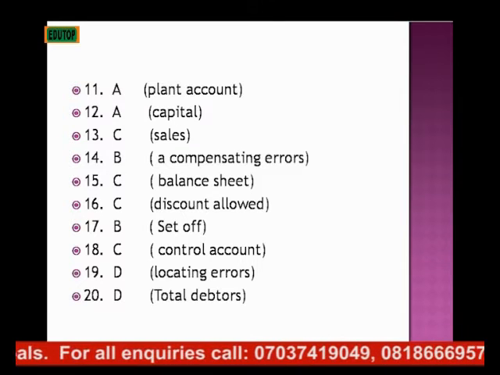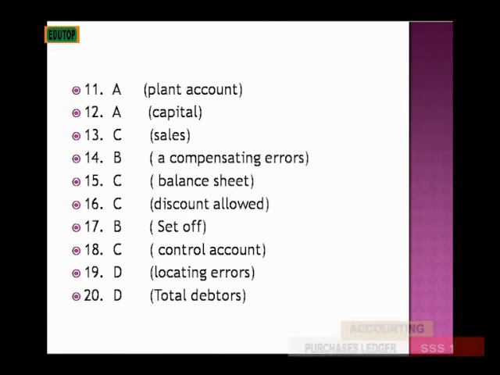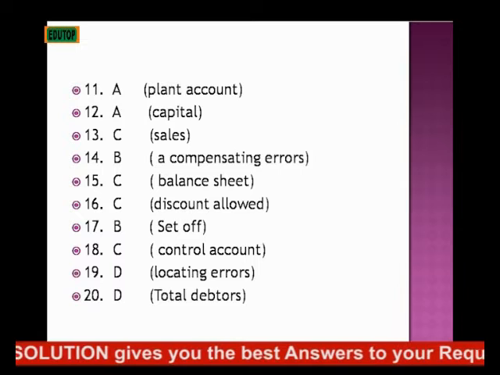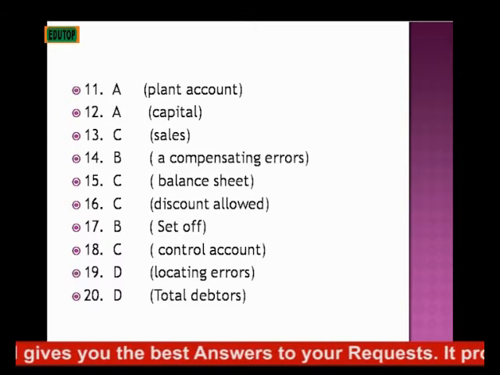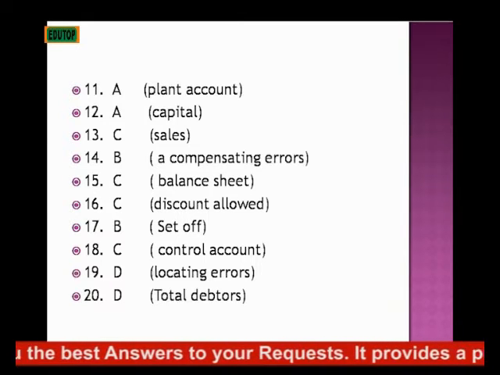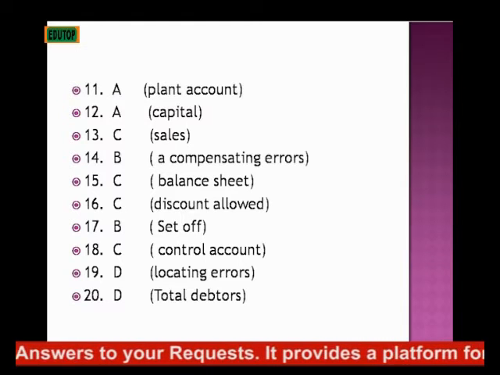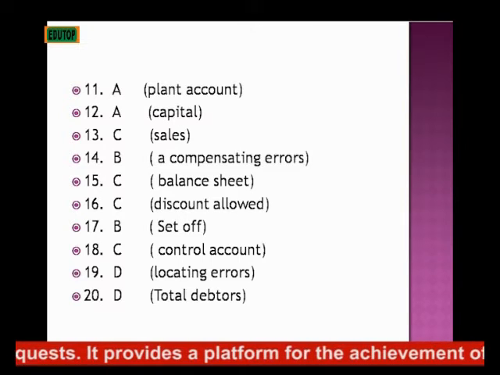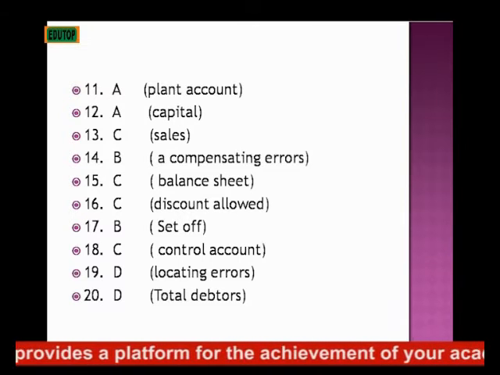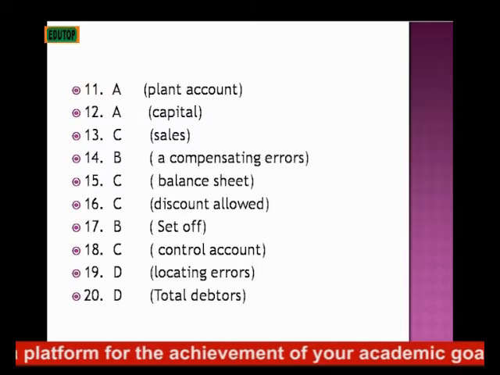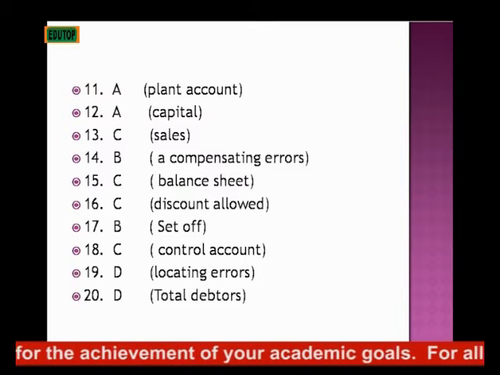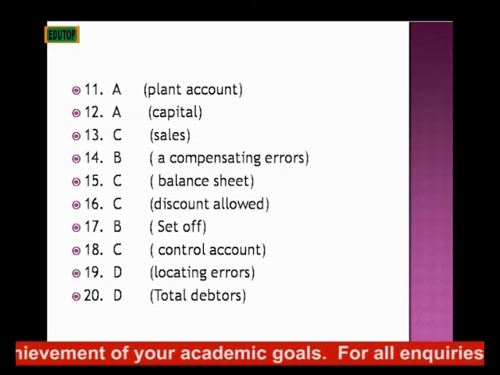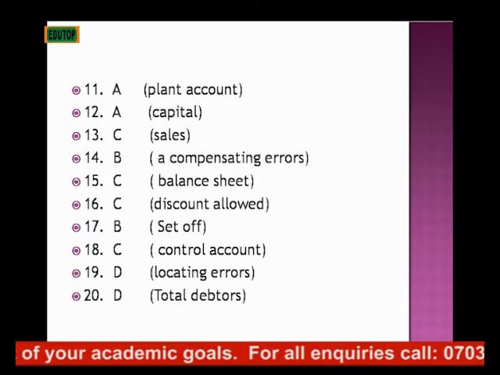So the answer for question 12 is A. Then 13, net turnover is referred to as, the answer is C, which is sales. Now I told you the other time that another name for turnover is sales. Accounting has different terms that stand for any item, so they might call it by another name. So turnover can also be named sales. So the answer for number 13 is C, which is sales.